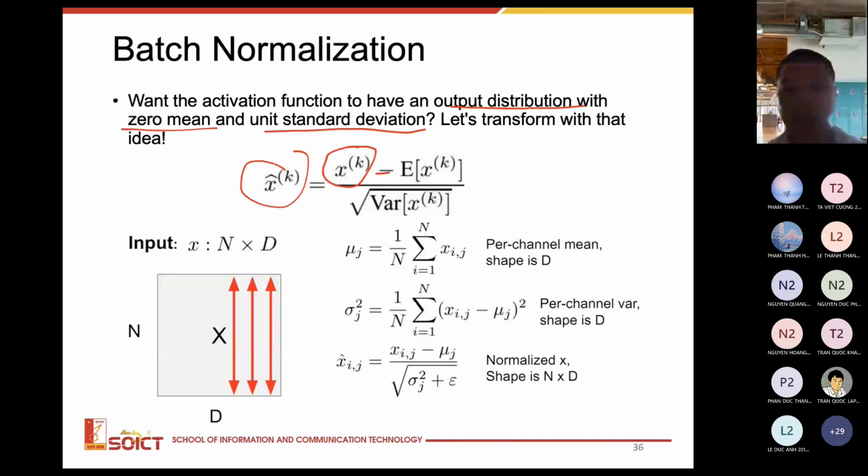Any question about this batch normalization mechanism? Do you have any question, or is it too simple for you guys?